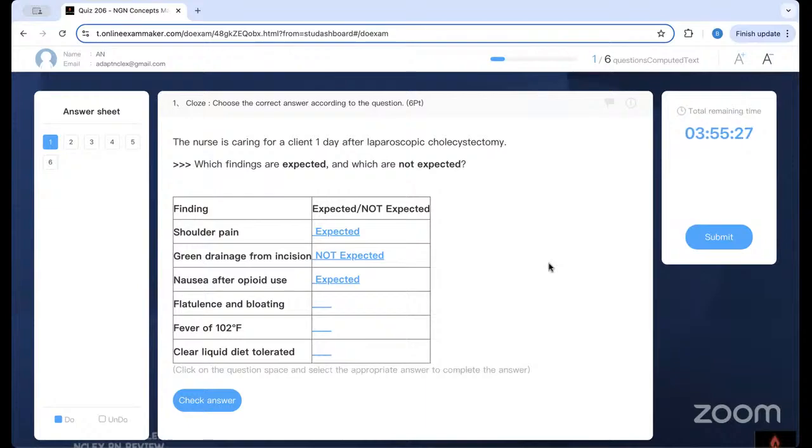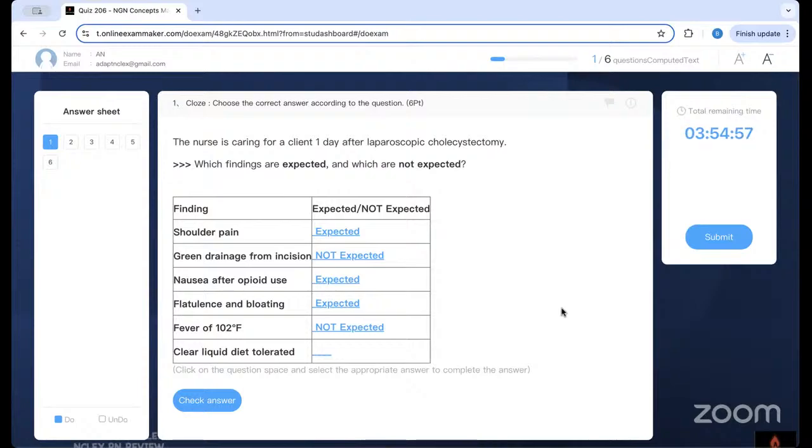So this is expected. And then after surgery, usually you're going to have bloating and flatulence because you removed your gallbladder. This is an expected finding. Your temperature 102, that is a sign of sepsis. It's not just 99.9 or 100. This is 102. That is an unexpected finding. That is a bad problem after this surgery. So this is not expected.